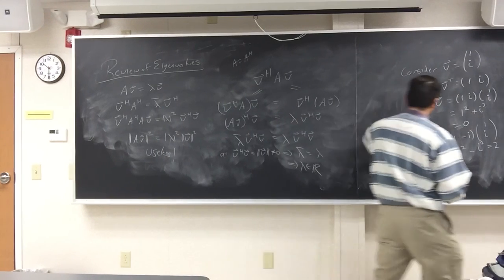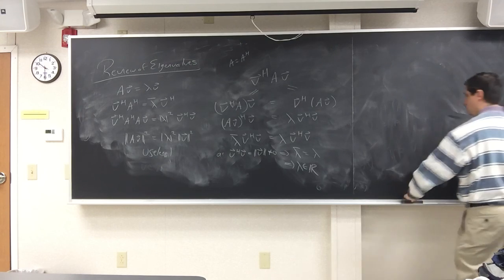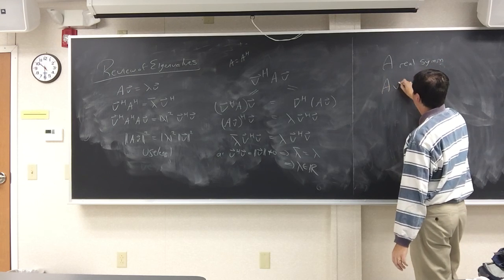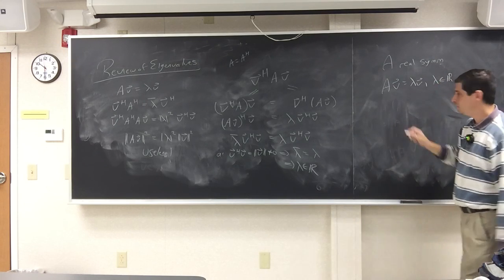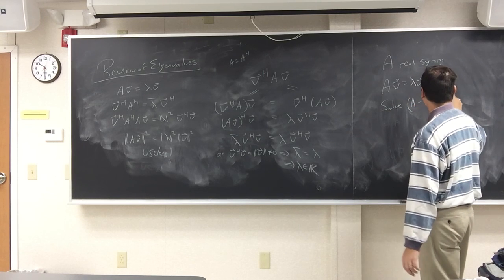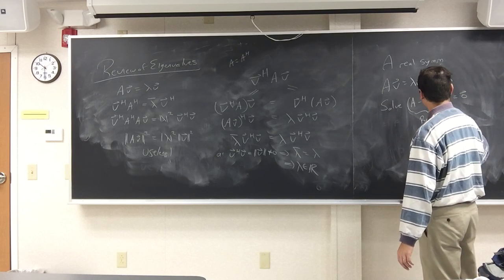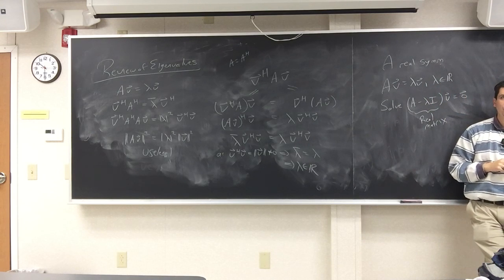So let's go to the real symmetric case. So A is real symmetric. Av equals lambda v. Lambda is now in R. So we're trying to solve A minus lambda I acting on v equals 0. And this is a real matrix. So will we enter the complex numbers as we try to solve this? Or will this stay real?